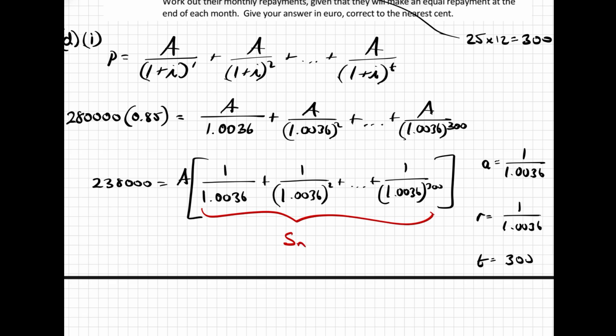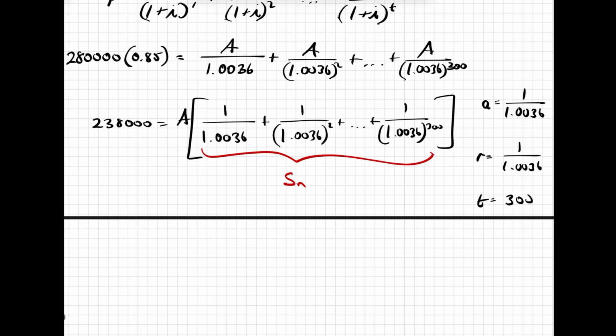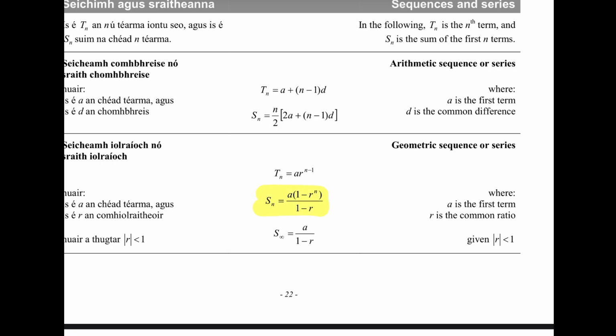I'll call it that guy, down here in the next bit. Remind yourself if you need to, whip out the formula booklet: it's a times this guy on the top and 1 minus r on the bottom.